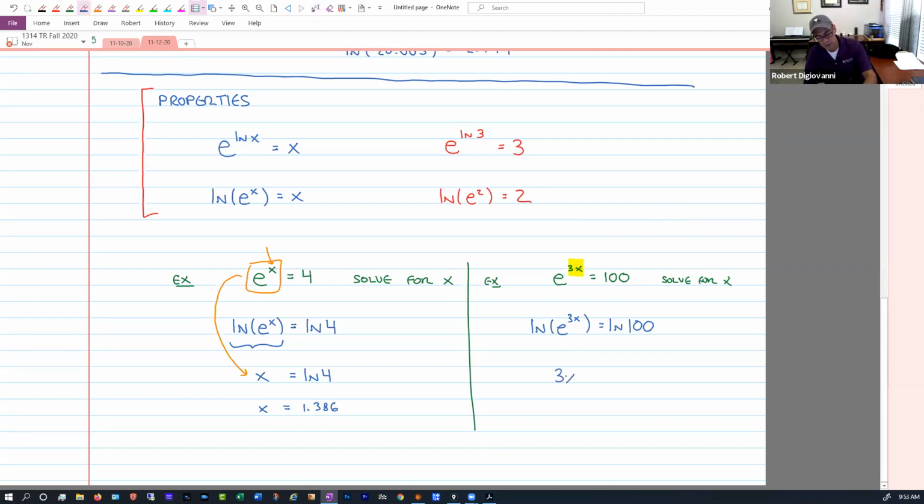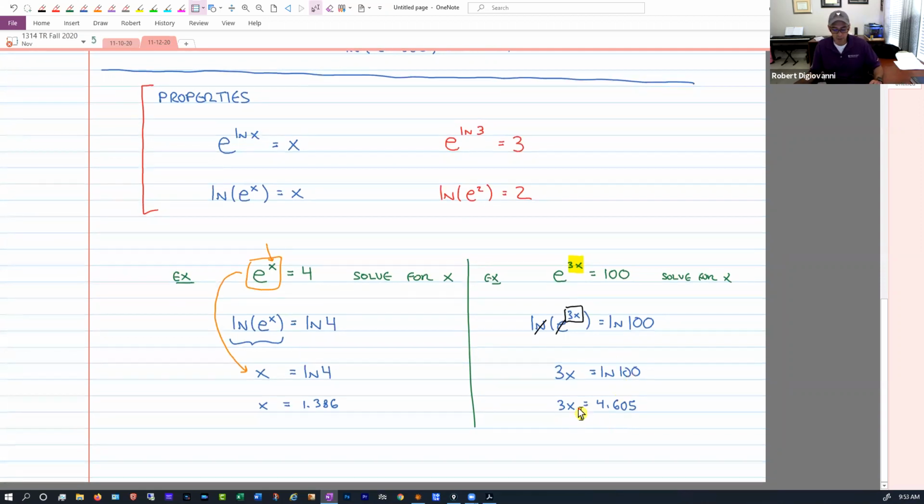3x, good. So again, what's happening here is that the natural log and the e are killing each other off. And then what you're left with is whatever was up there. So if you have 3x up there, that's what's going to be left. And then that equals natural log of 100. So now on your calculator, take the natural log of 100. You should get 3x equals 4.605, something like that. Are we done?